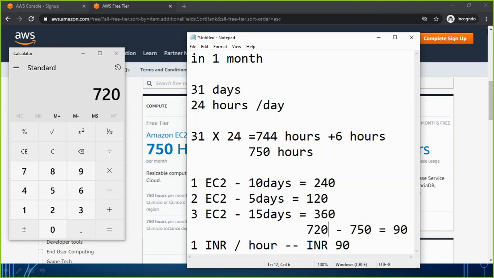720 hours. That's the total hours you are having running your instance on AWS. And how much you get free? 750. So there will be how much the bill for? There will be a bill of 0 hours extra, and your bill will be also how much? 0 rupees. That is how the services are being offered by AWS.